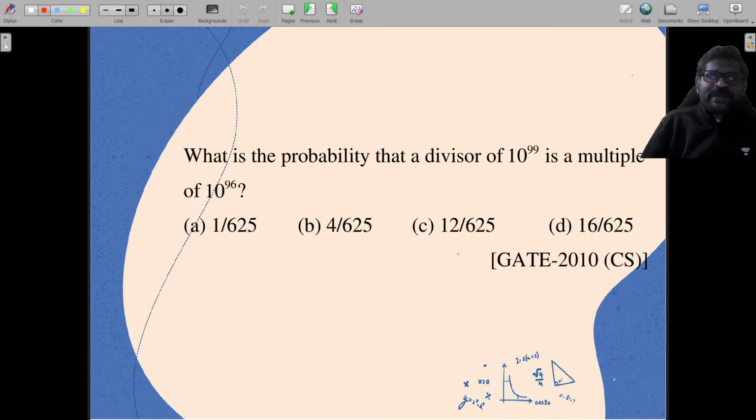What is the probability that a divisor of 10 power 99 is a multiple of 10 power 96? A divisor of 10 power 99 is a multiple of 10 power 96. So, the total number of possible cases are the divisors of 10 power 99. Observe here.